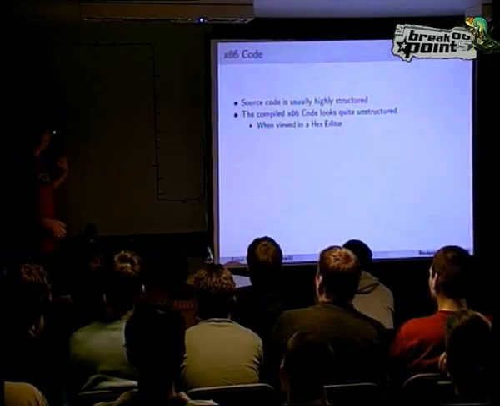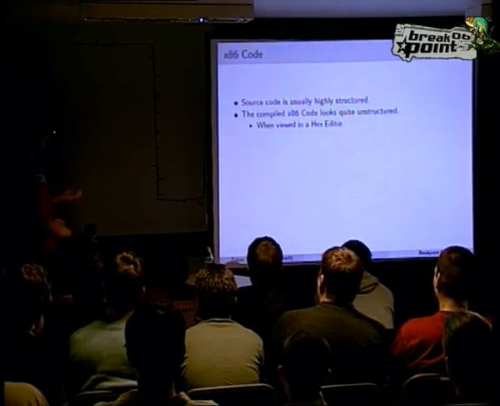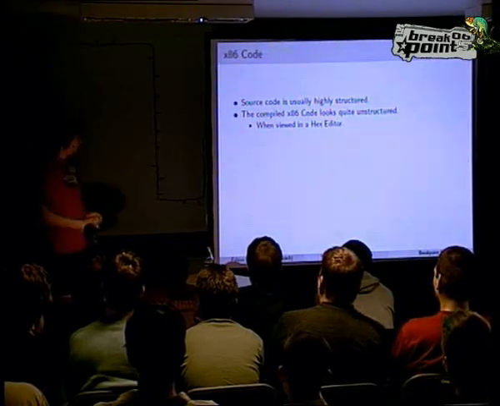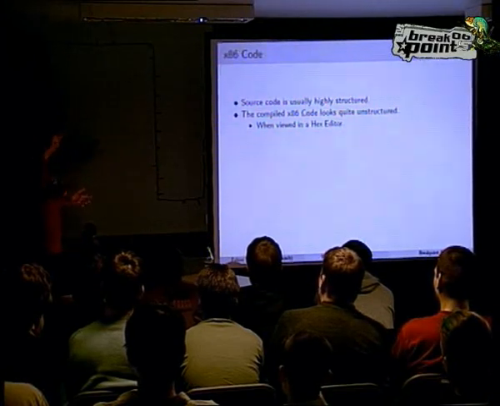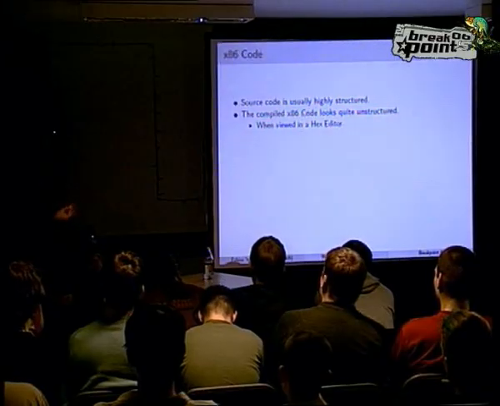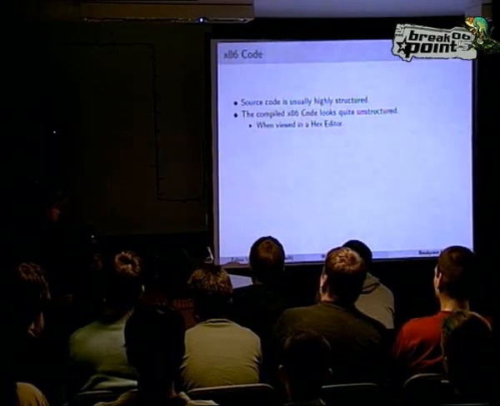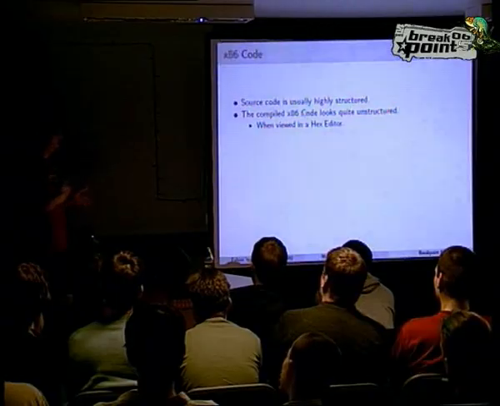And if you look at the compiled code, it looks quite unstructured. It's basically a sequence of just straight line code with some if and goto instructions. That's what it maps to on an assembly level. And when you view it in a hex editor, you get a sequence of very random looking bytes.